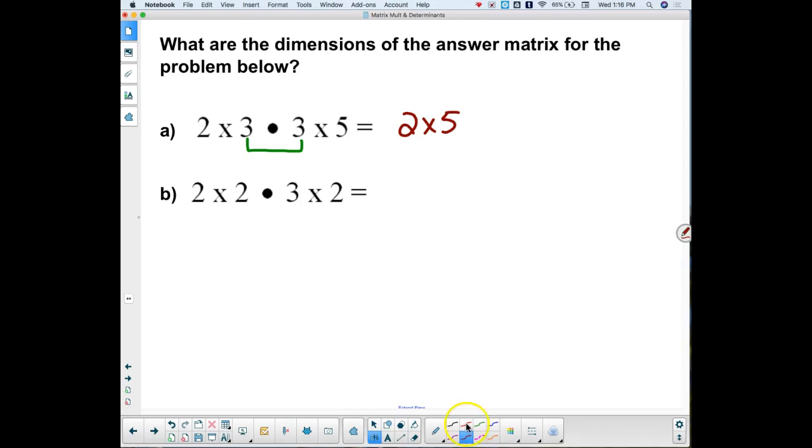In B here, can I multiply those two matrices together? No, because these two here in the middle are not the same. So this is not possible.